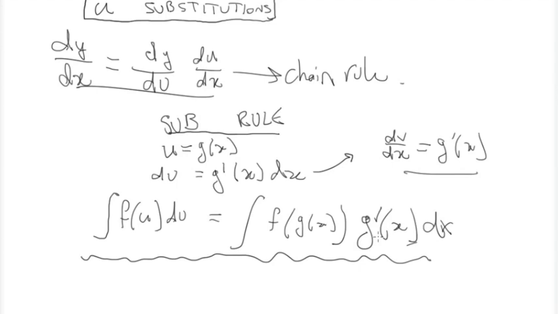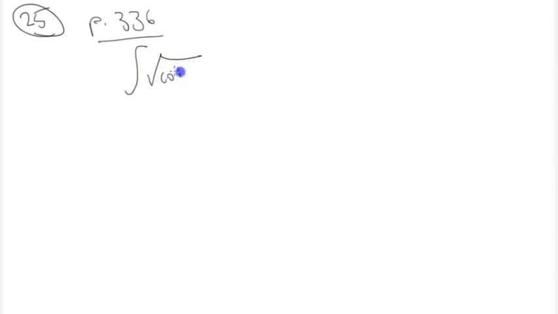I'm going to show you what I mean by that right now. We're going to do a practice problem from your book, number 25 from page 336. This problem gives us an integral: the square root of cotangent x times secant squared x dx. So, we know that in order to use the u substitution, we need to find something in the function that's being integrated where we'll also be able to find its derivative elsewhere.